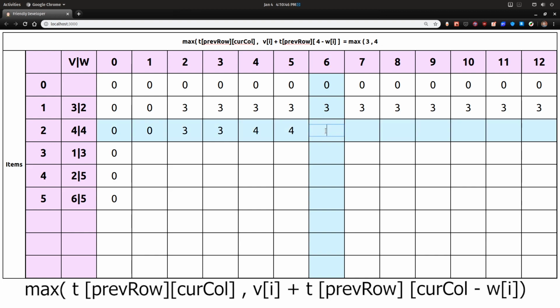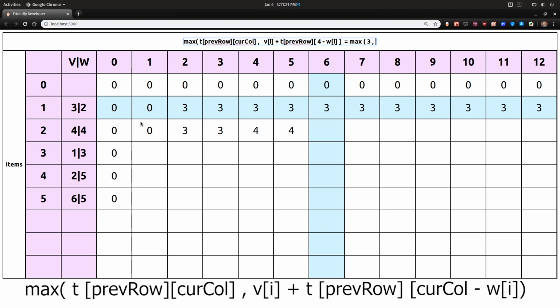For a knapsack capacity of 6, you see that you can include both the items without exceeding the capacity. So the maximum total value would be 7. Okay, so let's calculate that using the formula that we got. Since the capacity is 6, we can either exclude that item. By excluding the item, we just copy the value that is there in the previous row, which is 3. Either we exclude the item or we include the item.